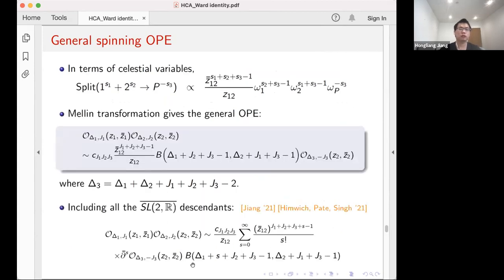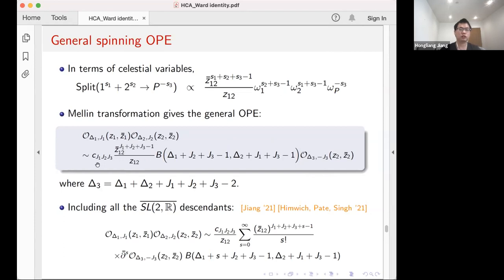And since we are interested in the OPE, we can rewrite this function in terms of celestial variables, and then we can perform a Mellin transformation, and this gives this very general OPE. So we have this O delta 1, J1, O delta 2, J2 on the left-hand side. On the right-hand side, we have another operator with spin minus J3, and there's a simple power and some kinematic factors and some coefficient.